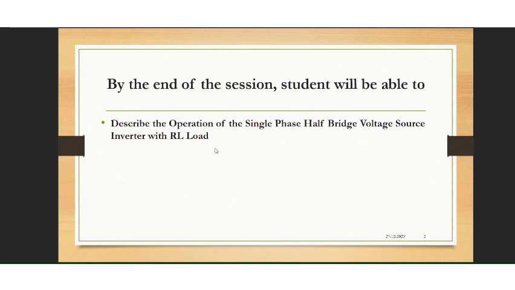If the input to the inverter is current, then the type of inverter is called a current source inverter, wherein the current will again be converted back to voltage and then used for the inverter. Okay, so in the previous session we have already discussed the single phase half bridge inverter with resistive load. Today we'll be discussing it with RL load.